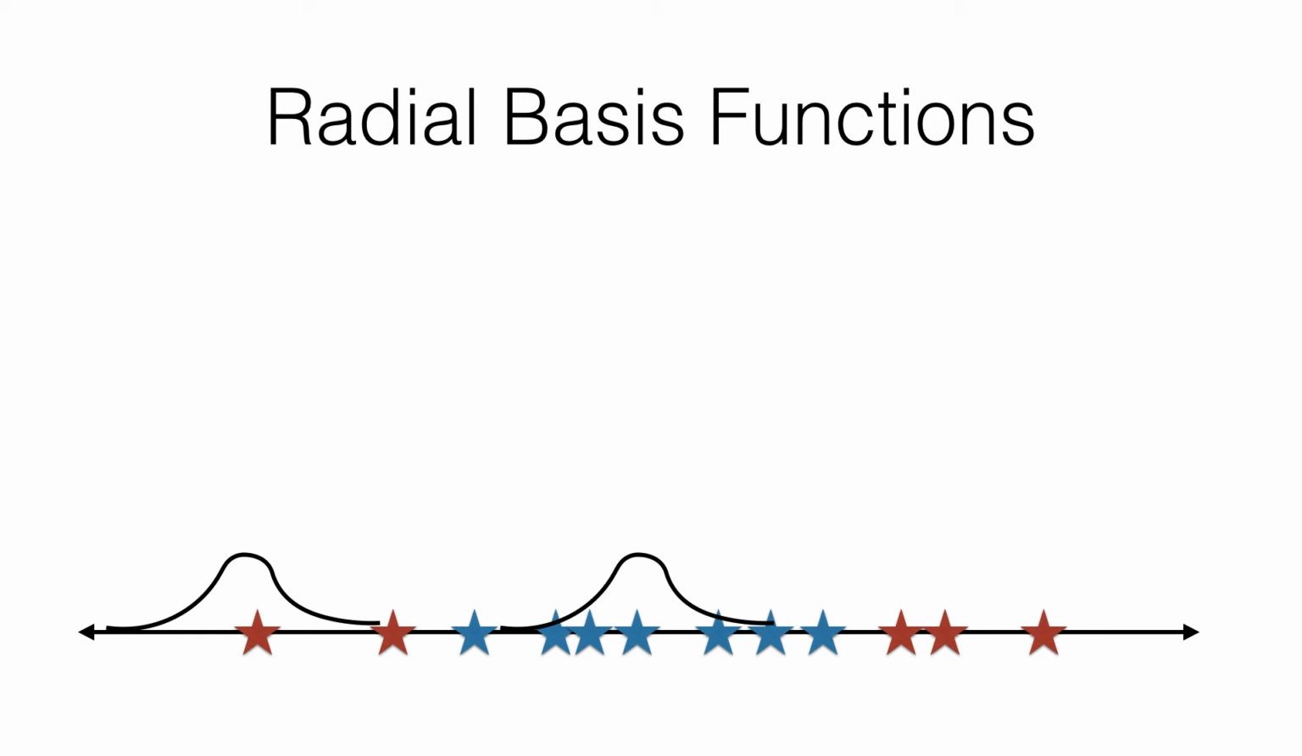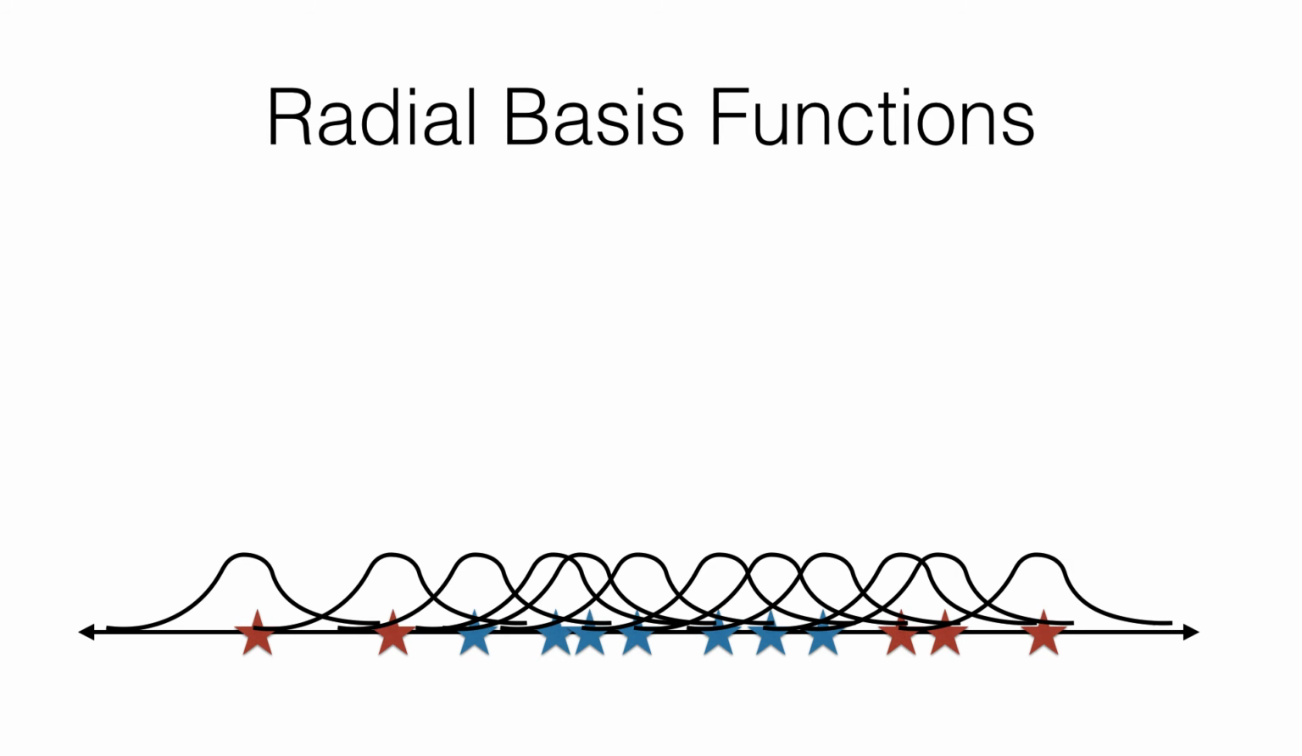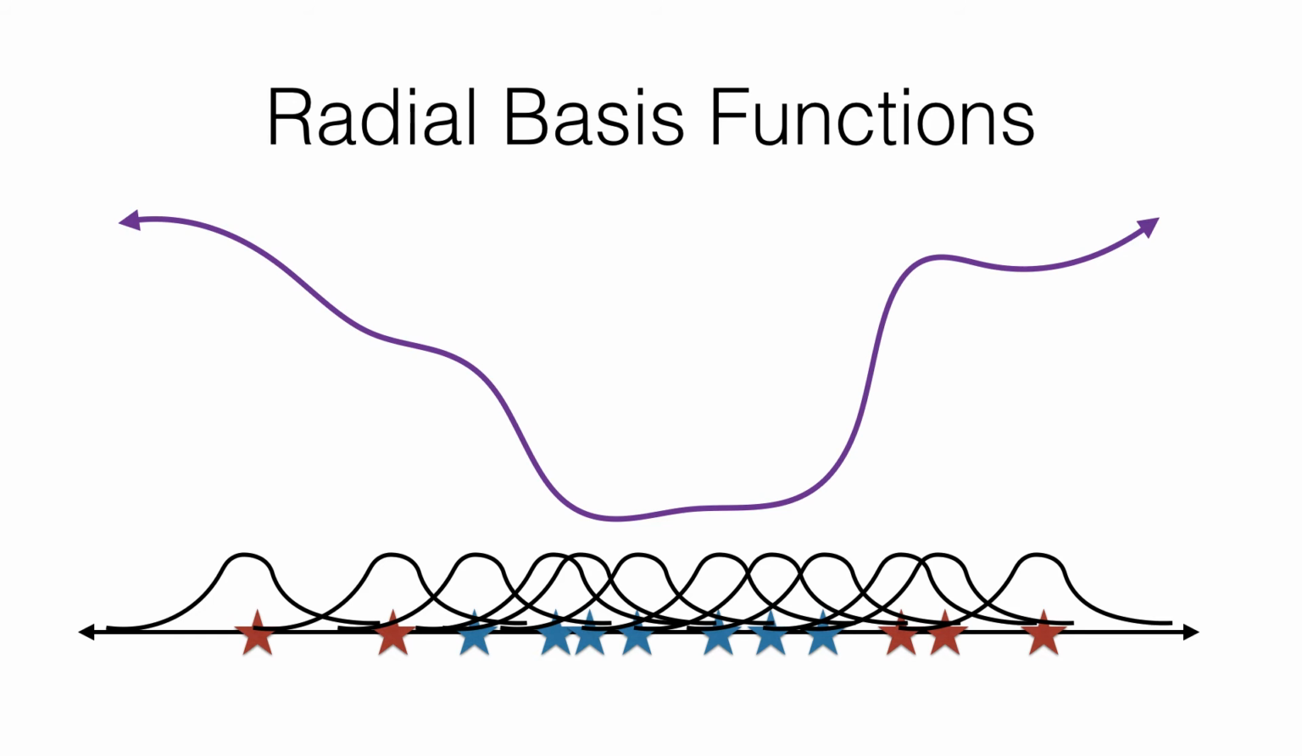So you put a bump over this red point, over that blue point, over this red point, and so on. And you put a bump over all the data, and then you imagine weighting those bumps. So you use those bumps as the bases for the decision function you're going to create, and you just essentially move them up and down. And when you do that, you can form some decision surface that looks something like this.